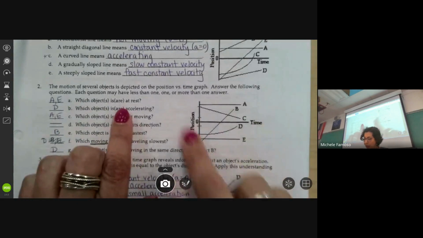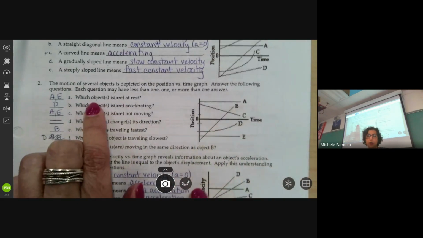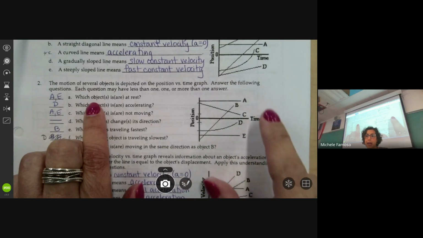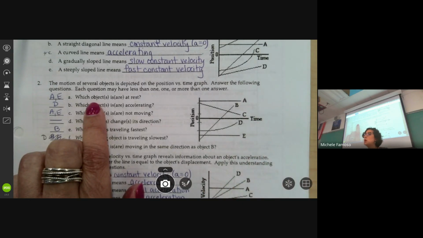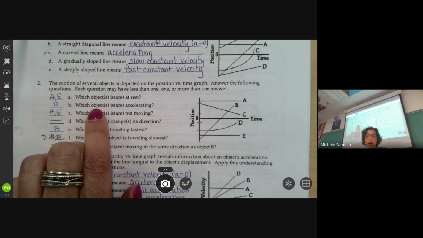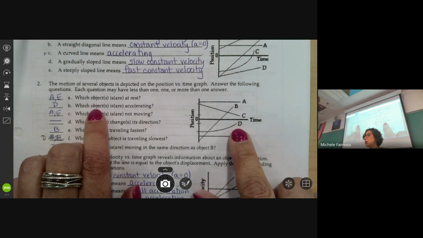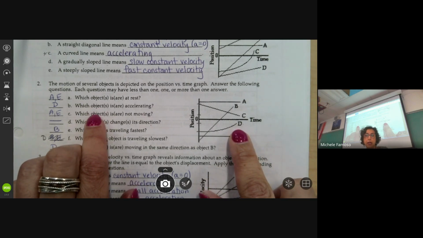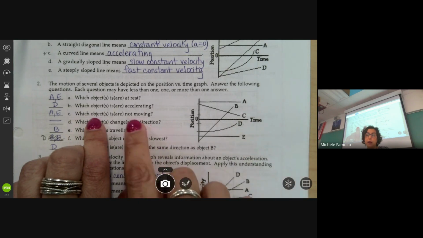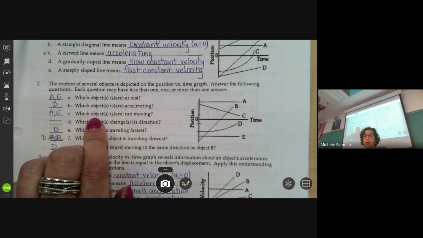Number 2, we're looking at this position time graph. The objects which are at rest are graphs A and E. We know that because they're horizontal lines. Which object or objects are accelerating? It's only D because that's the only curve on the graph. Letter C, which objects are not moving? Not moving is at rest, so it's graphs A and E.